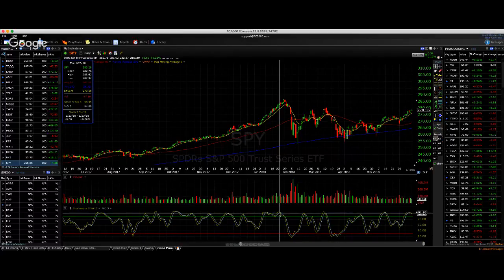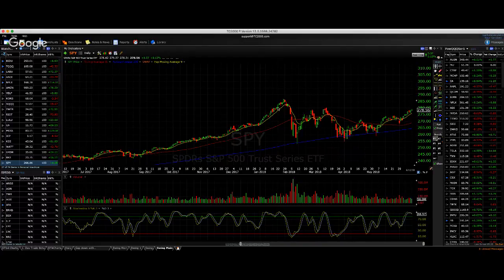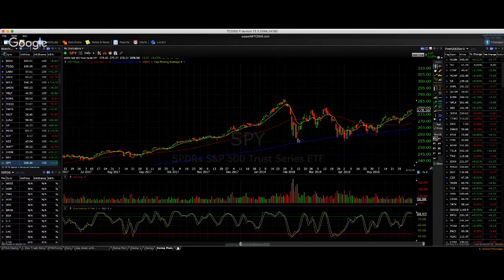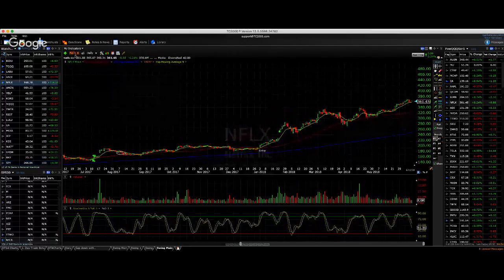There was an overbought condition here on the 23rd. Now the market ran for a few more days and then reversed. So this is very common. Start paying attention to overbought and oversold conditions. On this SPY, let's look at Netflix. You're going to see some of the same stuff.